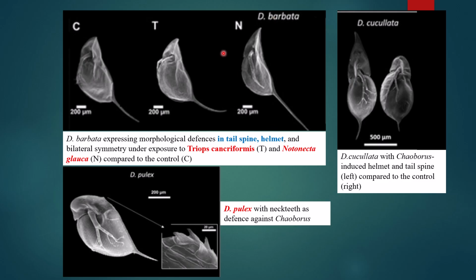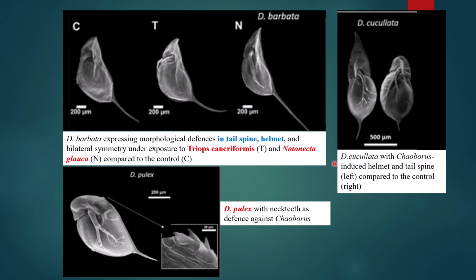But if we compare it with this particular form or morph, which is exposed to Notonecta, which is comparatively a larger predator than the Triops, here the helmet development as well as the caudal spine or mucro development is very extensive. So this is the comparison. Here, the tail spine we can see. So this spine and this spine are comparatively similar. And why is this so different?